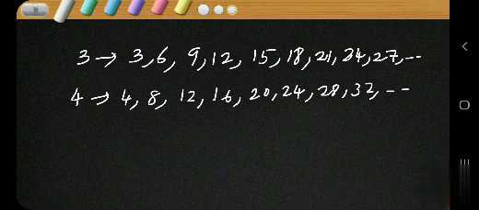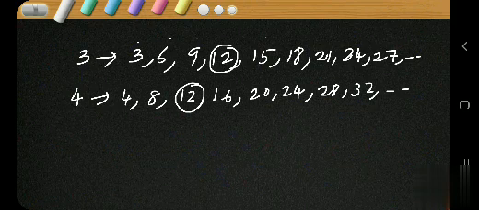Among these multiples, can you find common multiples of 3 and 4? 3 is here, not here. 6 is here, not here. 9 is here, not here. 12 is here. 12 is here also. So 12 is a common multiple of 3 and 4.